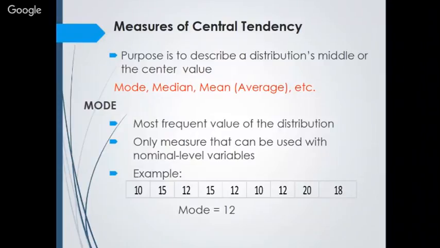For example, the given series is 10, 15, 12, 15, 12, 10, 12, 20, and 18. How do we measure the mode? Mode is the most frequent item. Which number repeats most frequently? 10 repeats 2 times, 15 repeats 2 times, 12 repeats 3 times, 20 repeats 1 time, and 18 repeats 1 time. So 12 is the most frequent item. That is, the mode of this series is 12.